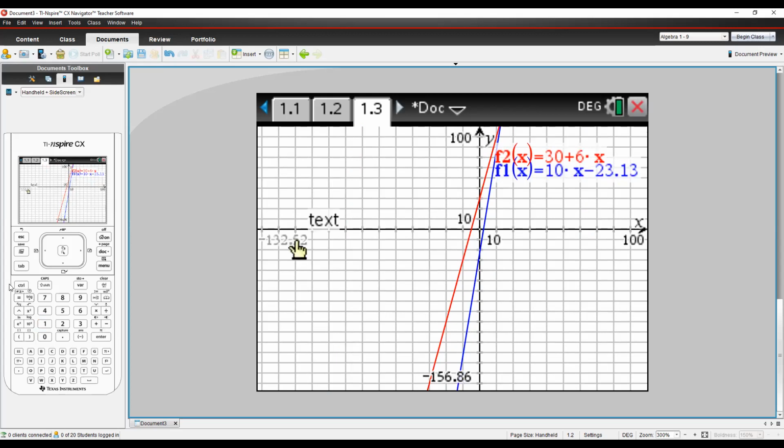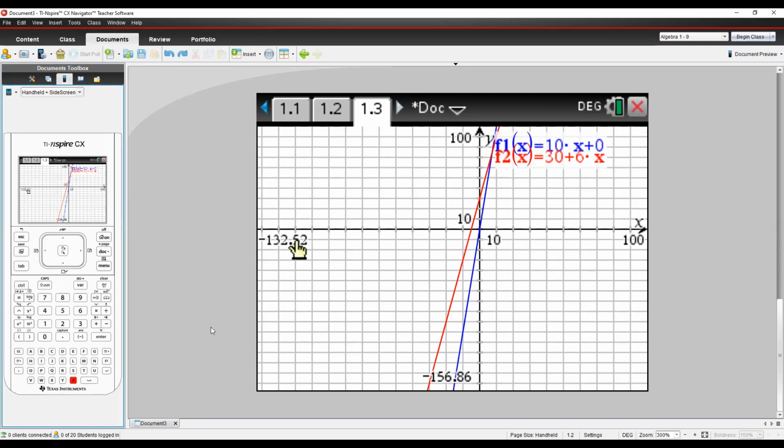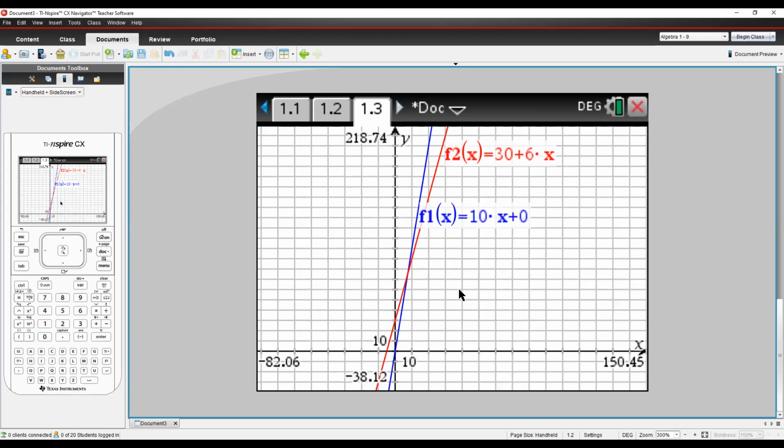Oops, I didn't want to do that. Control Z, I don't want to mess with that. All right, so I'm just going to drag this down.